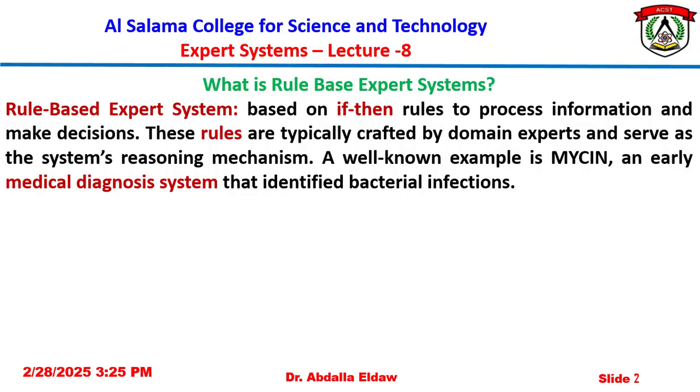These rules are typically crafted by domain experts and serve as the system's reasoning mechanism because it is suitable for reasoning, suitable for logic, because if consists of two parts: if, then. If something, then something. The first something will be logic, and you can reason from the first something before then, so you can make a reasoning mechanism to get a logical result.